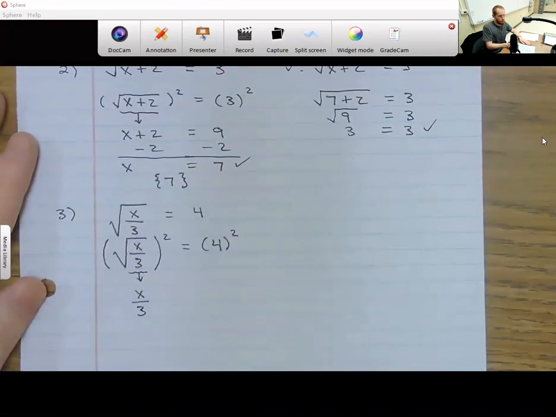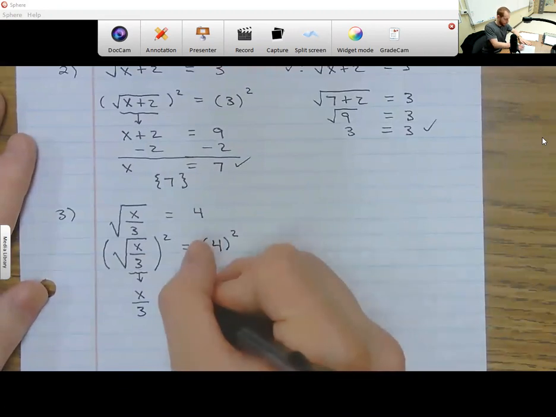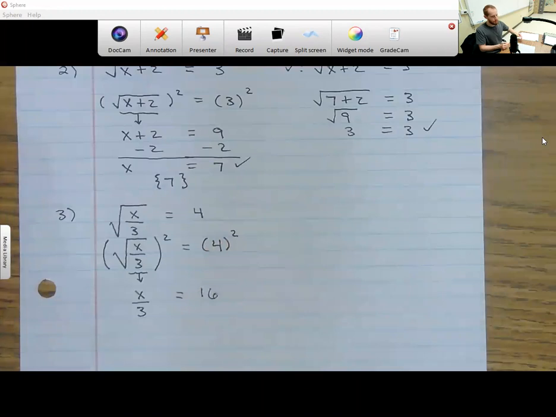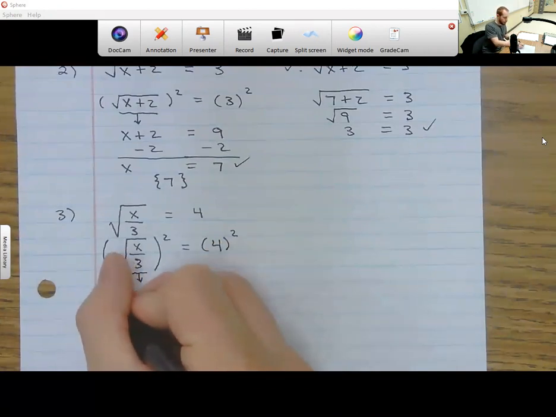And then what's going on the other side? Well, 4 squared is 16, right? So this is going to be equal to 16 on the other side because I did 4 times 4. Okay? Now, to get x by itself, I need to get rid of that 3 that's in the denominator. So how do I get rid of something if I'm dividing? Well, I do the opposite of dividing, right? The opposite of dividing is multiplying. So I'm going to multiply both sides by 3.